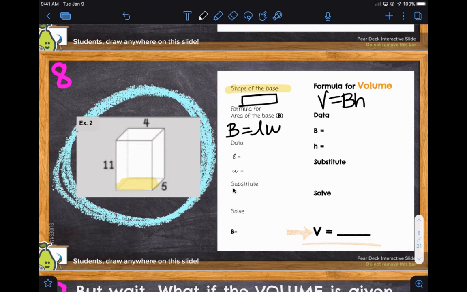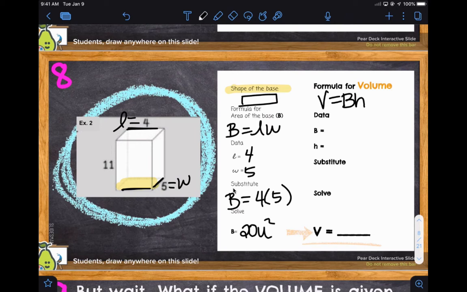So let's label here. This will be the length, which is 4, and the width is 5. So the length is 4, the width is 5. The area of the base here will be 4 times 5, which is 20 square units. So we have the area of the base right here, which is 20 square units.